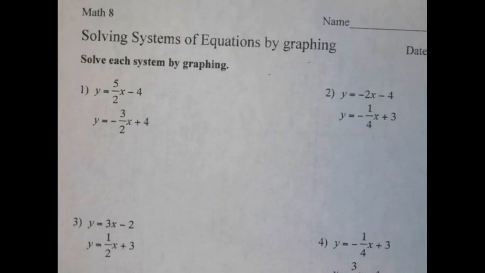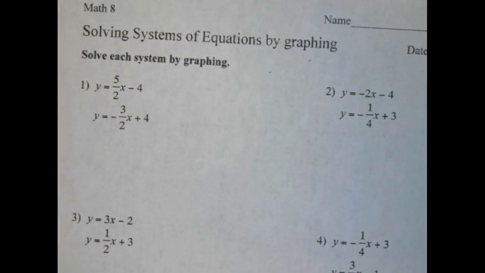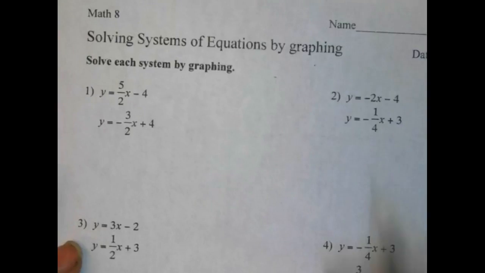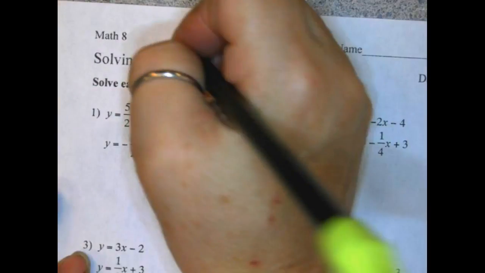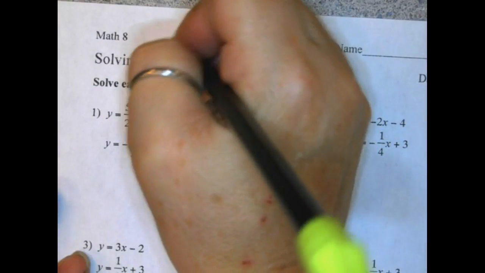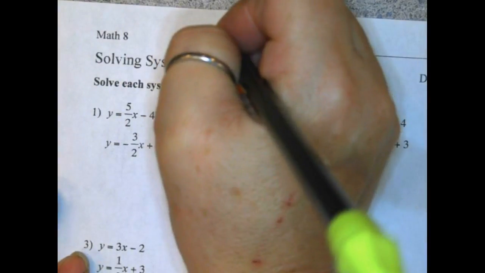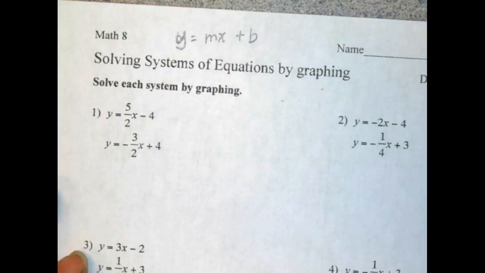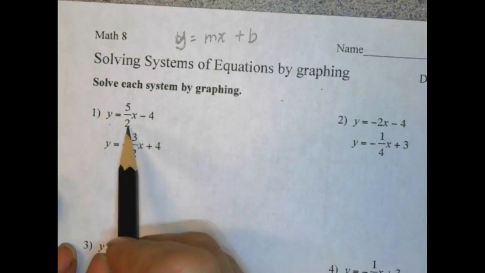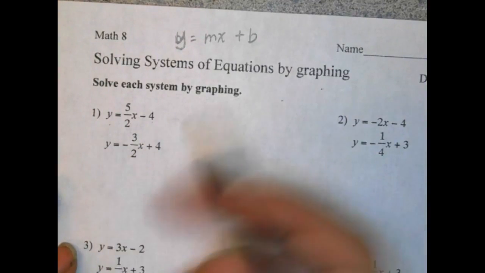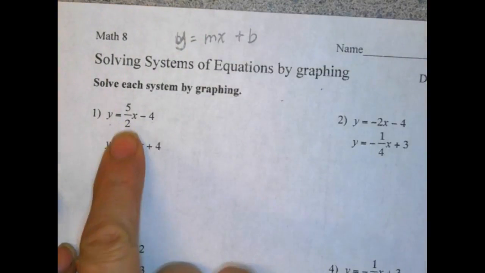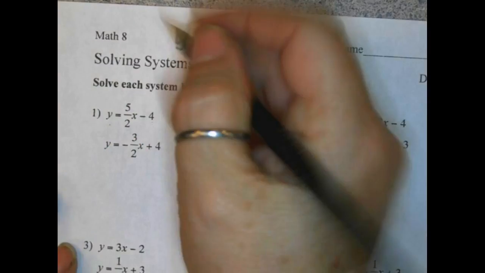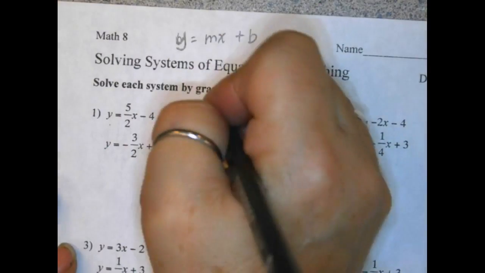All right, so today is exactly what we did yesterday. If you notice, all of these problems, actually not all of them, most of these problems are in slope-intercept form. Slope-intercept form is y equals mx plus b, right? So this says y equals mx plus b, so I can easily say, what's my m for this problem here? So m is equal to 5 over 2.